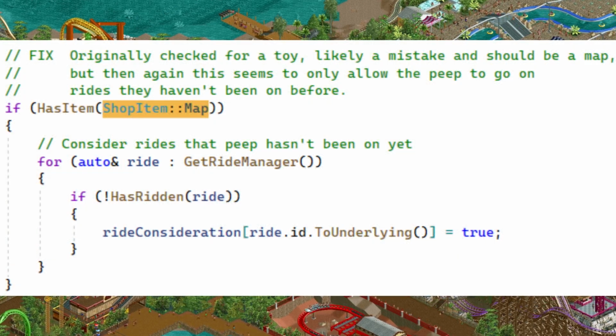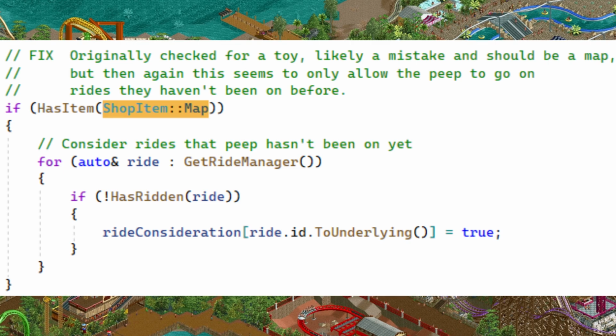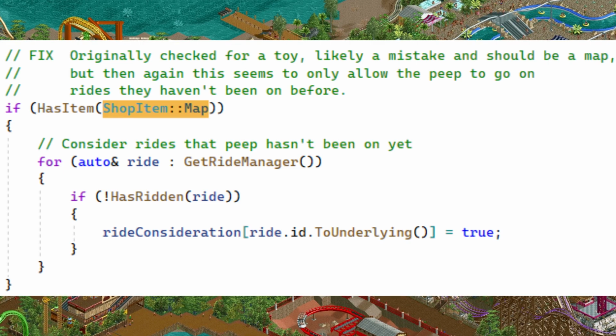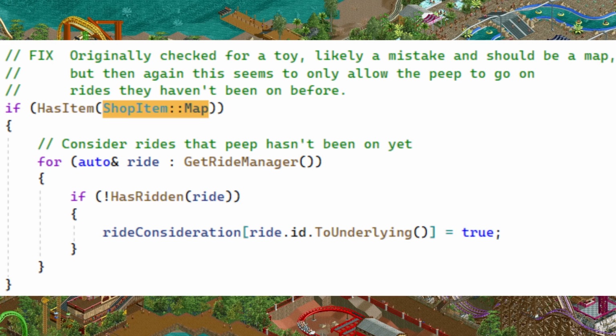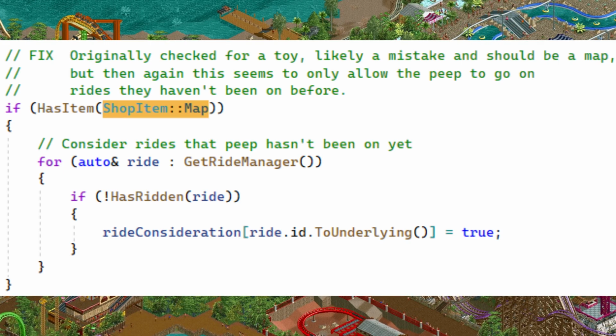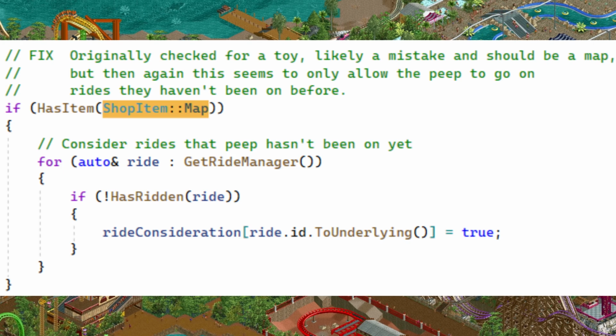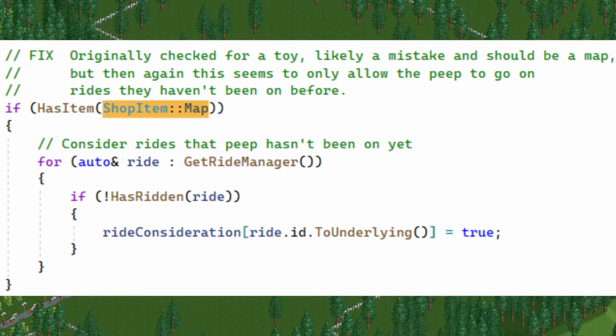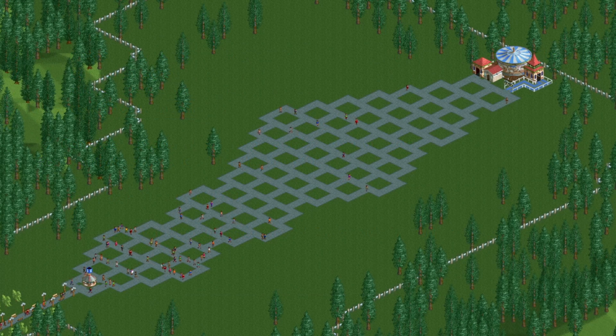Now, this last bit of code may not work exactly as intended in the original Rollercoaster Tycoon 2, as I saw a comment in the OpenRCT2 code that the game actually checked if the guest has a stuffed toy instead of a park map. But in OpenRCT2 this has been fixed.